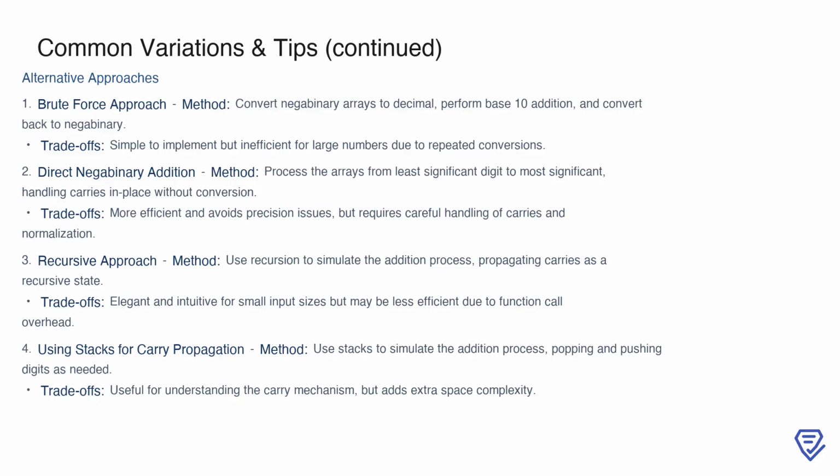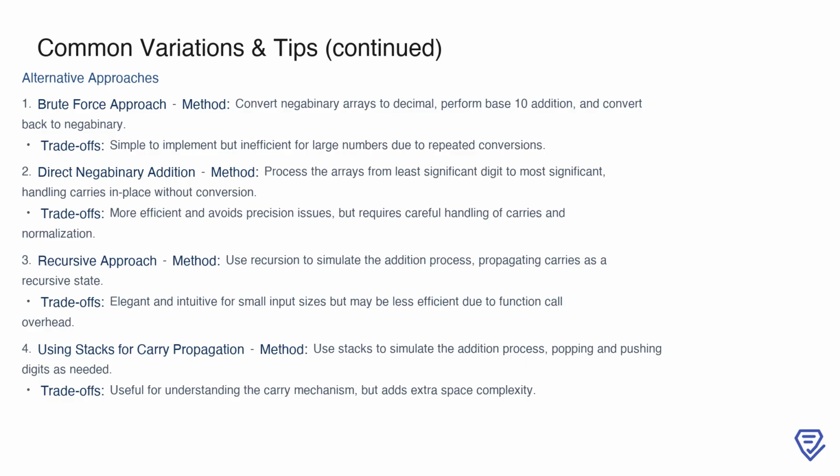The brute force method involves converting the Negabinary arrays into their decimal equivalents, performing base 10 addition, and then converting the result back to Negabinary. While this approach is simple and intuitive, it's highly inefficient for large numbers due to the repeated conversions, which can become computationally expensive. Another approach is direct Negabinary addition, which processes the arrays from the least significant digit to the most significant, handling carries in place. This method is more efficient and avoids potential precision issues, but it requires careful attention to carry propagation and result normalization.